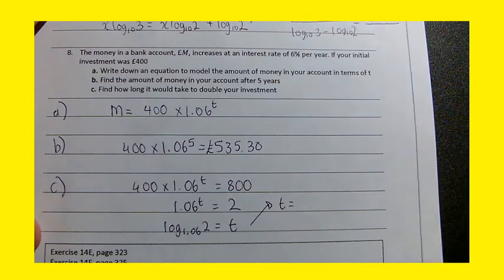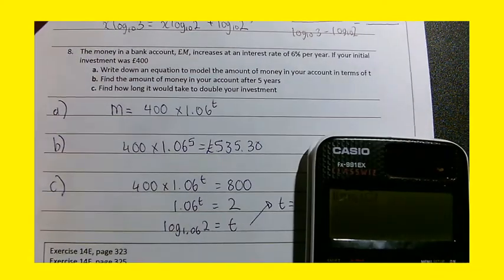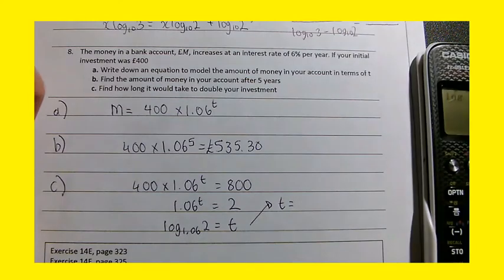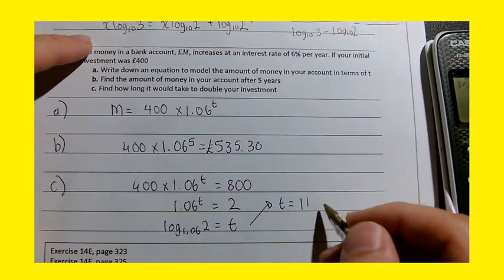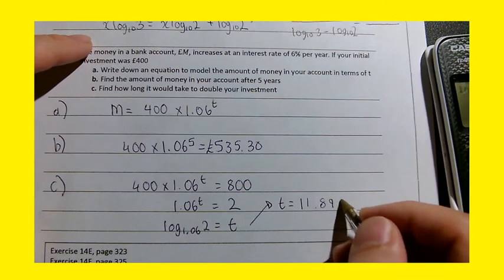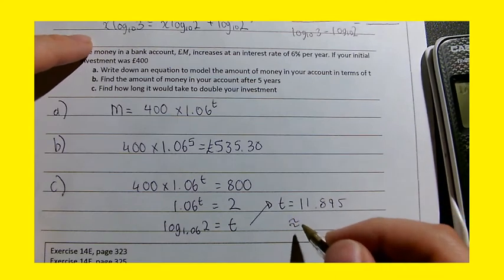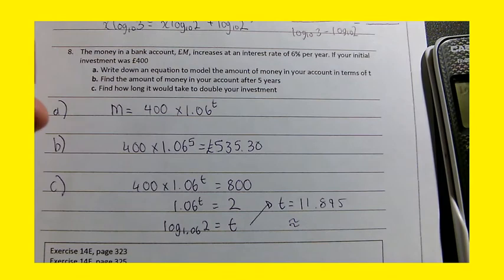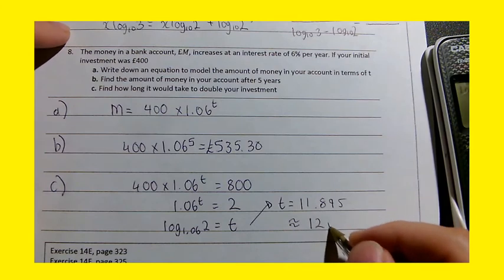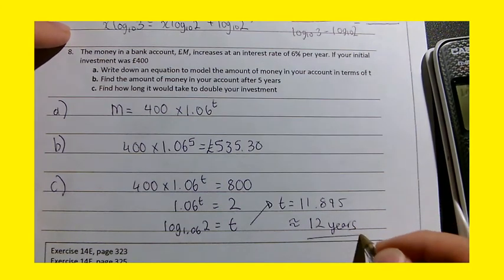Therefore t equals log base 1.06 of 2, which is 11.895 years. So it won't take 11 years, because if you say 11 years, it wouldn't have doubled the money by then. So it will definitely take 12 years to double it.